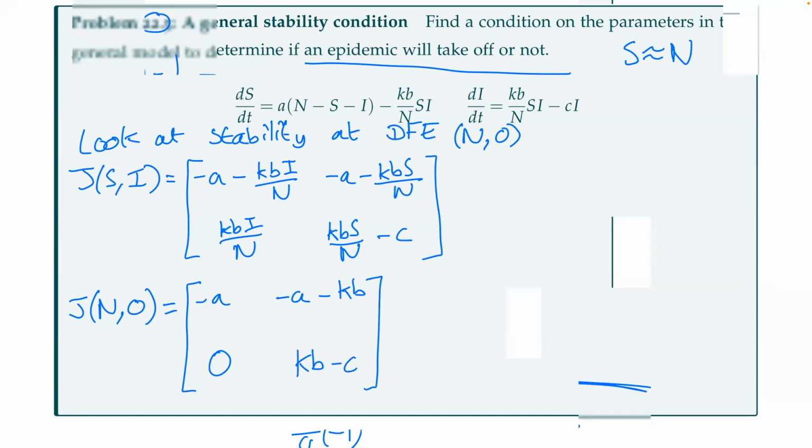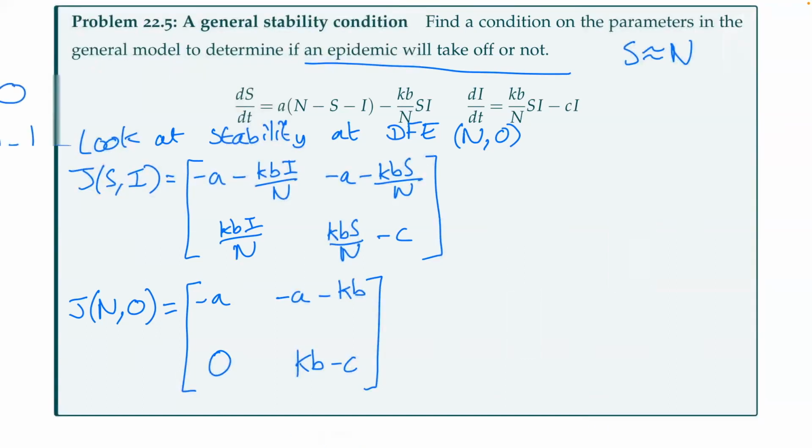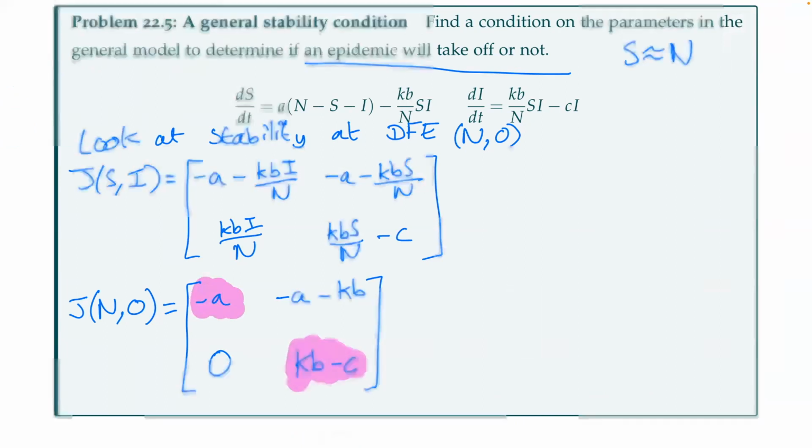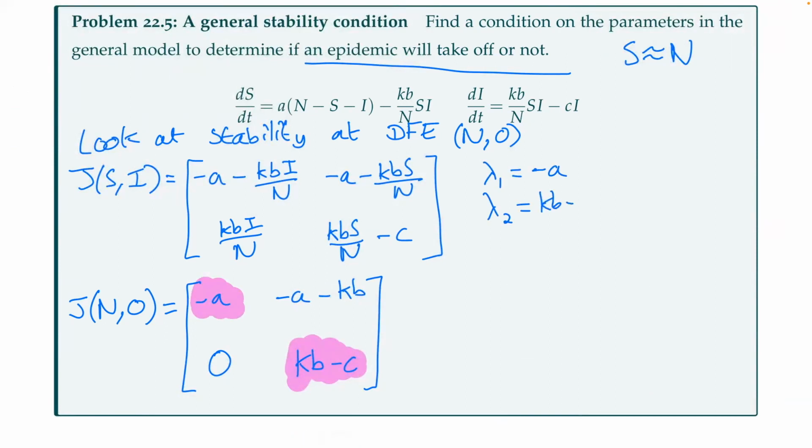Now, because this matrix is in upper triangular form, we already know what our eigenvalues are. We can just read them off straight away. We have eigenvalues of minus a and kb minus c. So we say lambda 1 is equal to minus a, lambda 2 is equal to kb minus c.